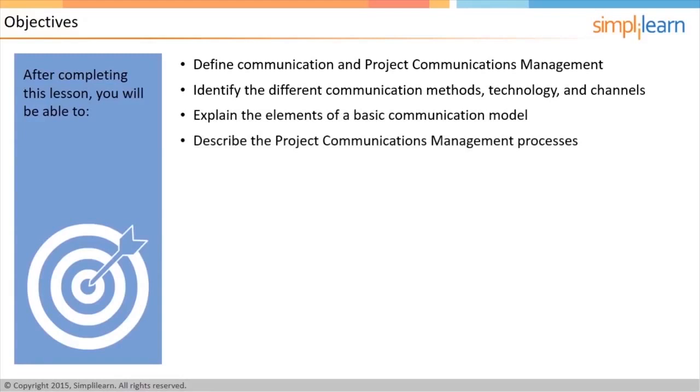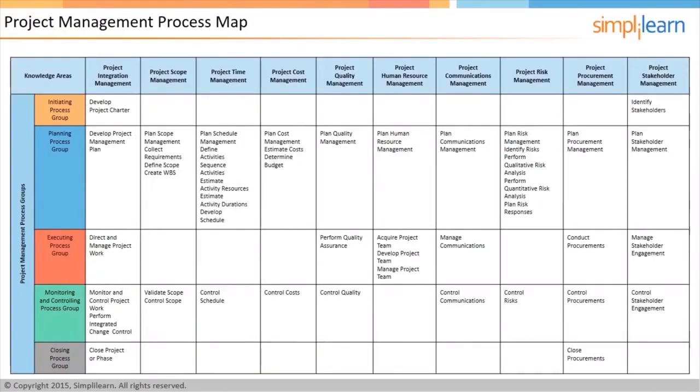In the next screen, let us take a quick look at the project management process map. There are 47 processes in project management grouped into 10 knowledge areas and mapped into 5 process groups. In this lesson, we will look at the 7th knowledge area, that is, project communications management and its processes.